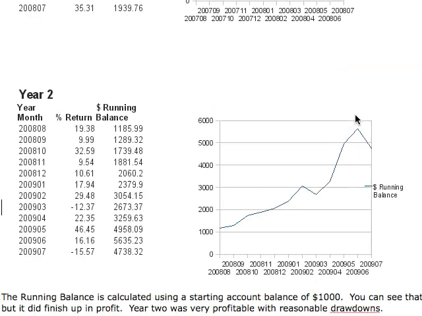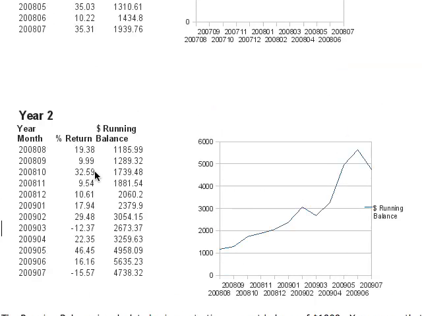The second year was actually a lot better. Once again, we start with $1,000 and it's pretty good overall. Had a bit of a drop at the end, a 15.5% drop, but we still finished at 4,700, so we quadrupled our account balance overall, nearly 5 times. So that's a really good year using a straight 2% risk per trade. The maximum drawdown in that year was 15.5%.